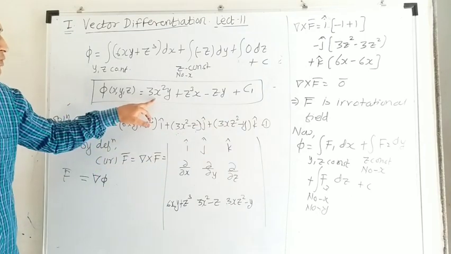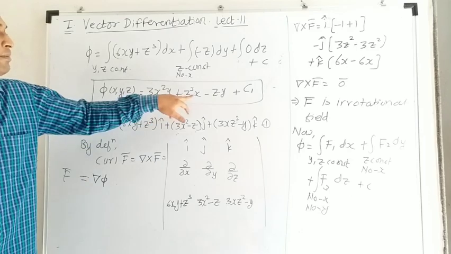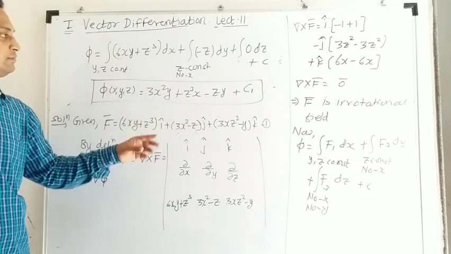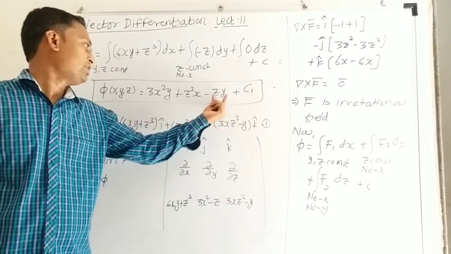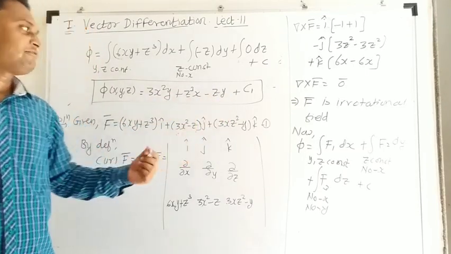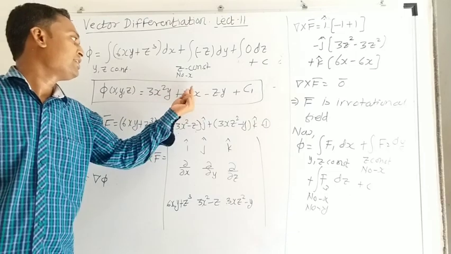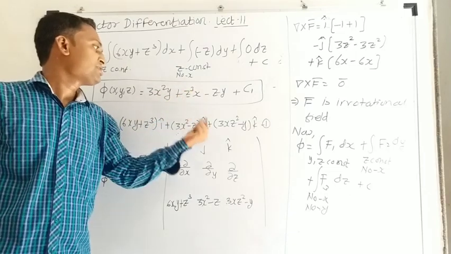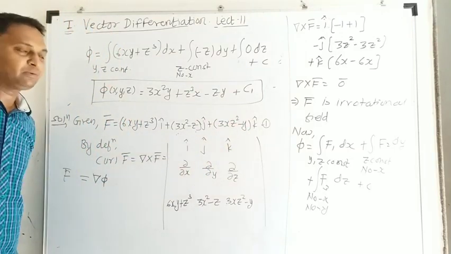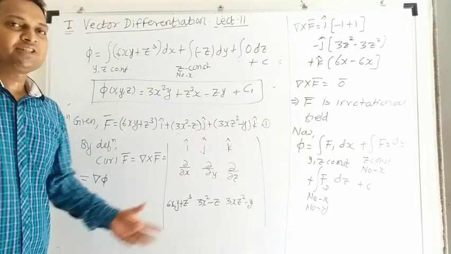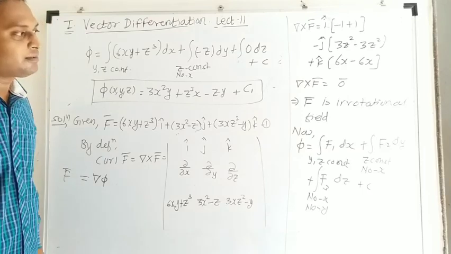If you differentiate with respect to x, you will get here 6xy plus z cube, which is your f1. If you differentiate with respect to y, you will get 3x square minus z, which is your f2. If you differentiate with respect to z, you will get here 3xz square minus y, which is the f3. Means our calculated phi is correct. So this is how you can solve the examples on scalar potential.